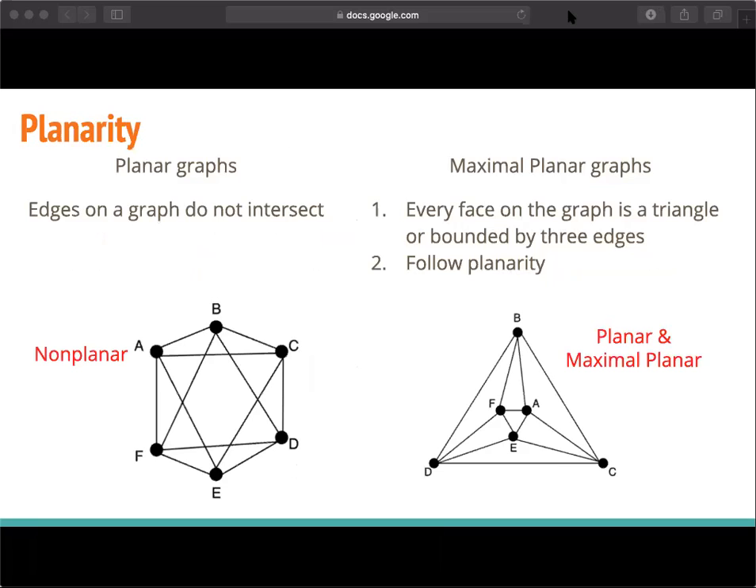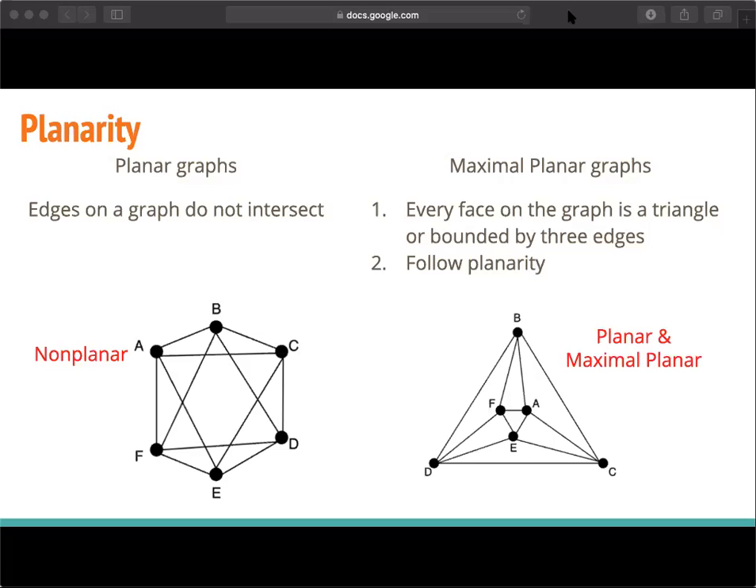Planarity. A graph that can be drawn on a plane so that no two of its edges cross each other is called planar. So in the figure below on the left, that figure is non-planar because as you can see, there's multiple edges that intersect with other edges. My research focused on the structure of maximal planar graphs.